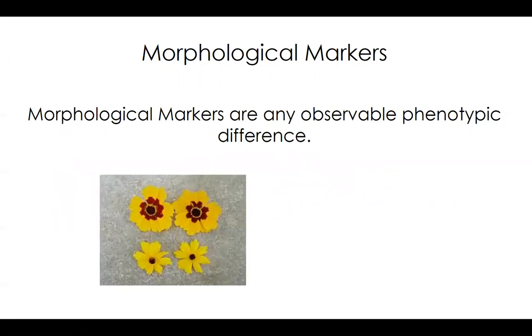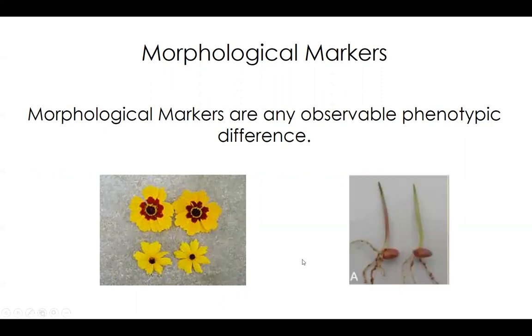Take these flowers, for example. You can probably, right off the bat, name a few differences that you see between the top flower and the bottom flower. So you can maybe note the size of the flowers. You can note whether there's a red ring of pigment around the center or not. These can be morphological markers. So it's pretty easy to tell that this is a difference. Whether that difference is going to be relevant or not, that's what we're going to be learning to do.